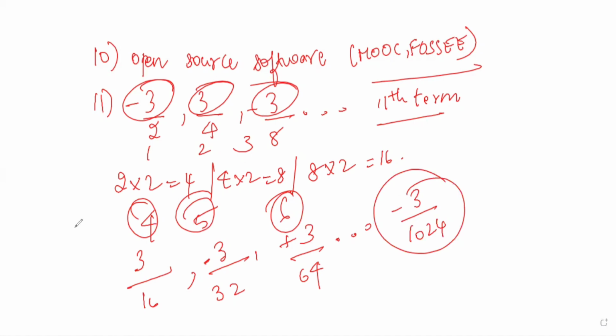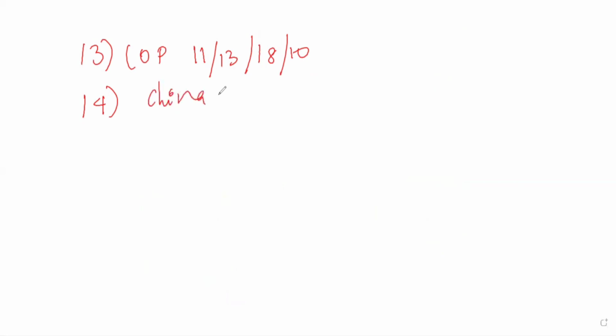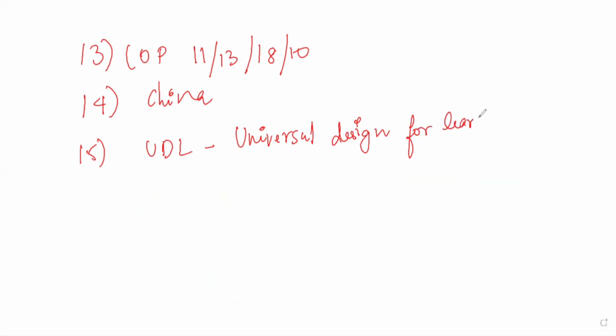Moving on. Details on conference of parties COP 11, 13, 18 and 10 have been asked in the examination. And which country is the world's largest polluter of greenhouse gases? The answer is China. And the full form of UDL they have asked, it's Universal Design for Learning. Abbreviations I've told numerous times, it's very easy to score. You don't need to miss on the same.